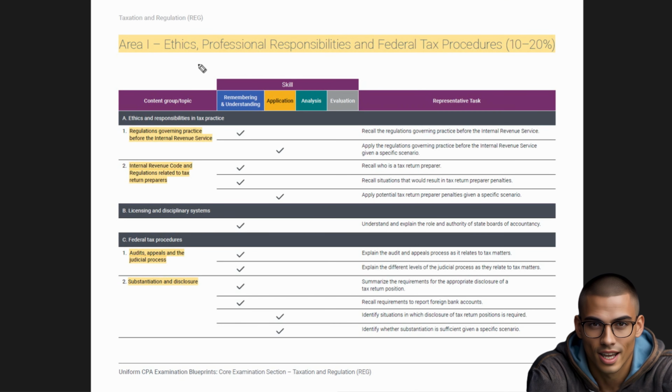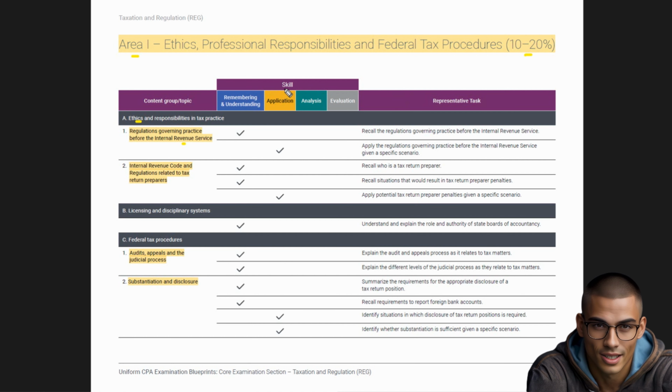So getting into the detailed breakdown of the REG exam, we're going to start off with Area 1, Ethics, Professional Responsibilities, and Federal Tax Procedures. This is 10 to 20% of the weight of the exam, the content that you'll be seeing on the exam. And we're going to start off here with the content area of ethics and responsibilities in tax practice, regulations governing practice before the Internal Revenue Service.